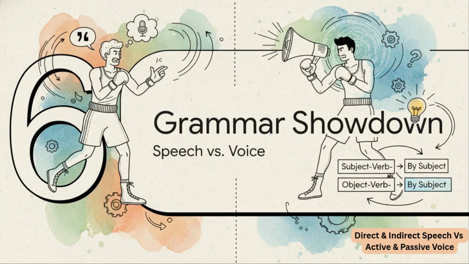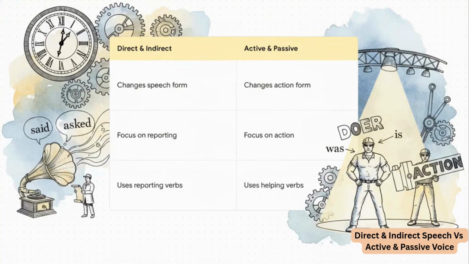Section 6. The ultimate grammar showdown: speech versus voice. Now that we've mapped out both rule sets in detail, let's bring it all together in a side-by-side comparative showdown to ensure you never confuse these two concepts again. People often mix them up because both involve manipulating the form of a sentence, but their goals are entirely different. Remember, direct and indirect speech is all about managing perspective and time when reporting words. You're dealing with reporting verbs like said or asked, and you are mostly shifting things back in time. Whereas active and passive voice is simply about shifting the spotlight between the doer and the action, within the exact same time frame. You are playing with helping verbs like was or is to rearrange the furniture of the sentence, so to speak.